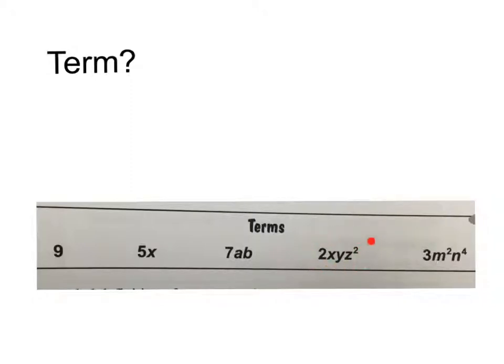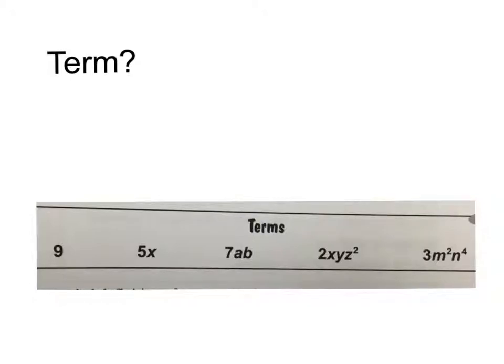2xyz squared, that's a term. 3m squared n to the fourth, that's also a term. So how do we separate terms? Okay? Anybody know? Terms are separated by plus and minus signs.